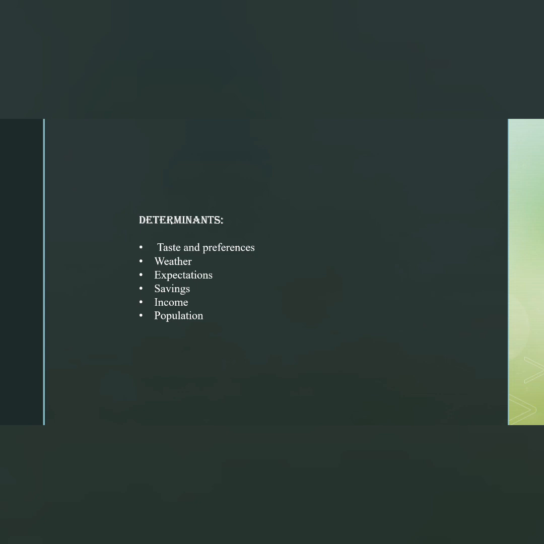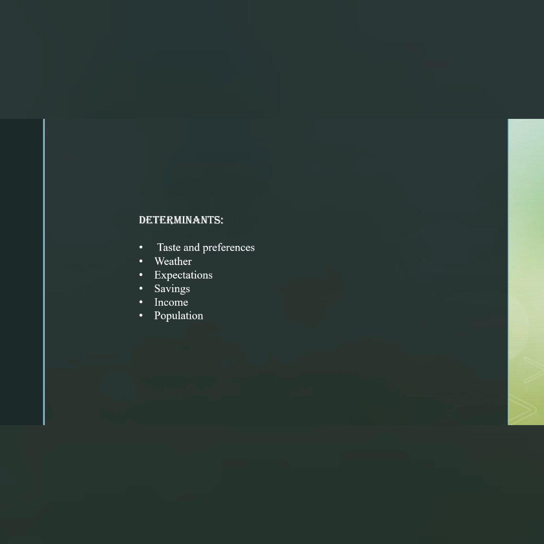Change in expectations. Expectation also brings out a change in demand. Expectation of a rise in price in future leads to an increase in demand. Changes in savings. Savings and demand are inversely related.